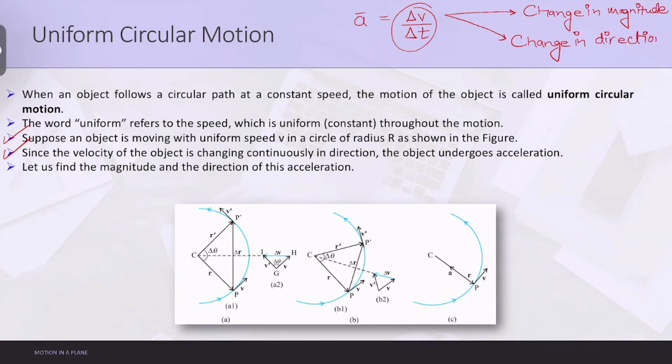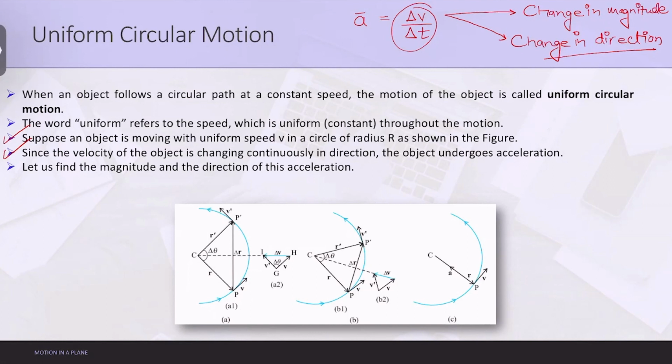So one thing is when there's a change in magnitude, and the second thing is when there's a change in direction. If there's a change in magnitude, that is quite clear. But sometimes we wonder: if there is a change in direction, how can there be a change in acceleration? This can be understood pictorially or graphically, so I will try to explain it when the time comes.